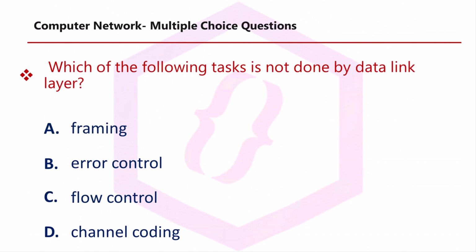Which of the following tasks is not done by data link layer? A, framing. B, error control. C, flow control. D, channel coding. And the correct answer is option D, channel coding.